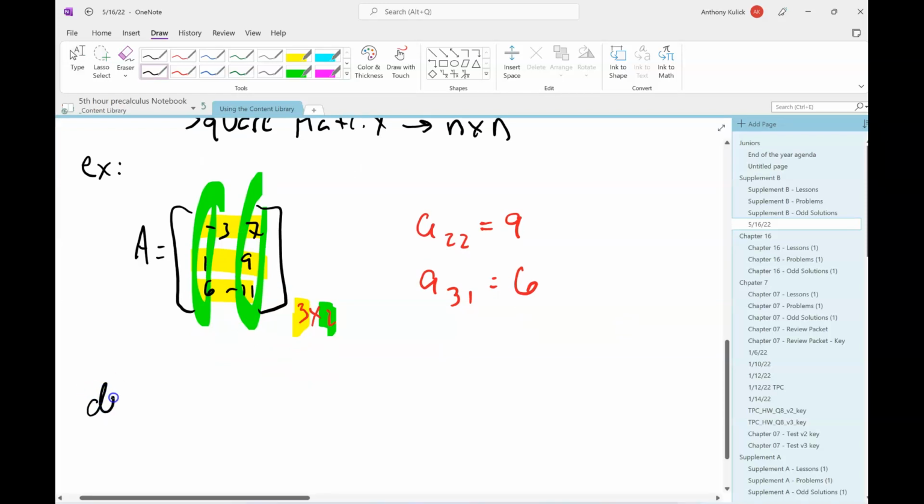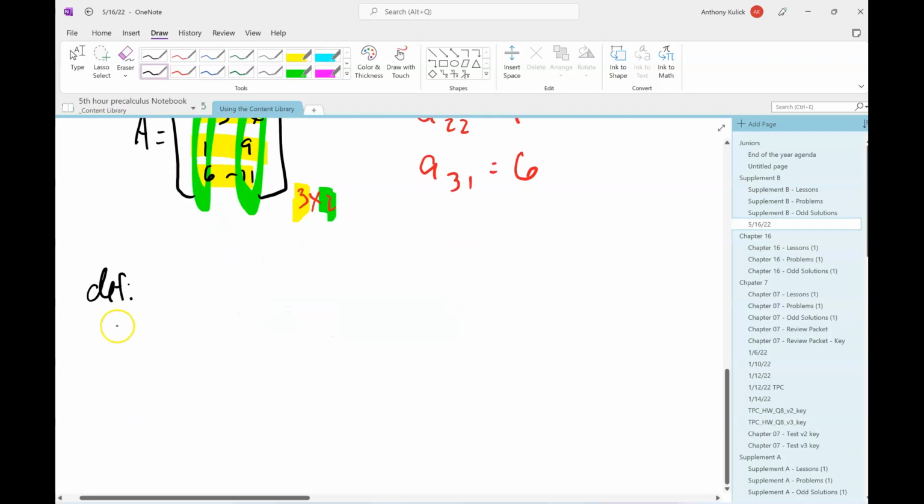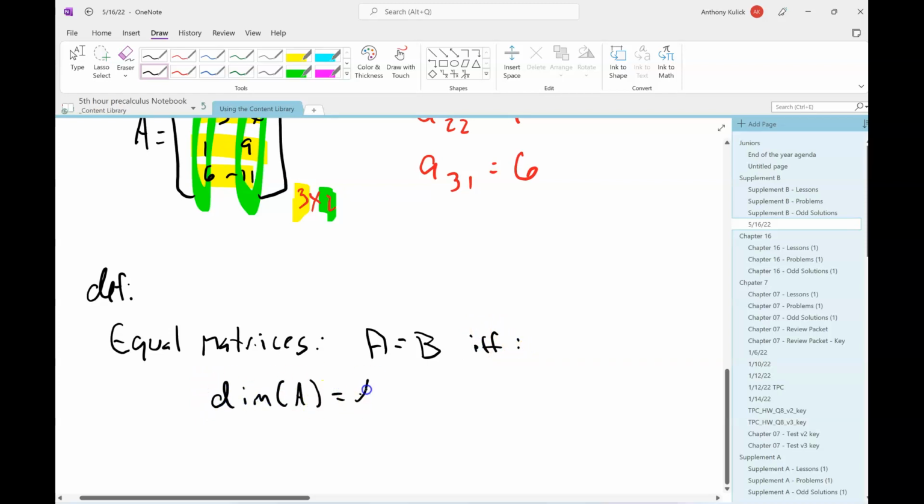Okay. What we'll define next is equal matrices. We say that matrix A is equal to matrix B if and only if two things. The first is the dimensions have to be the same. And the second is every entry in A has to equal the corresponding entry in B.